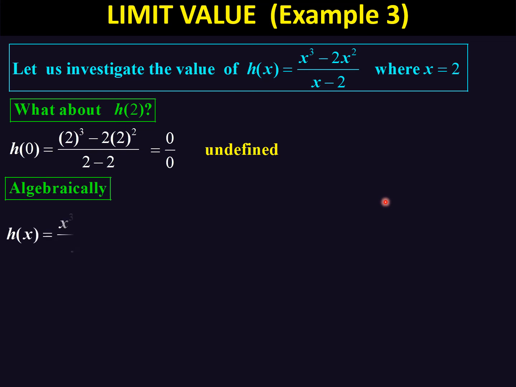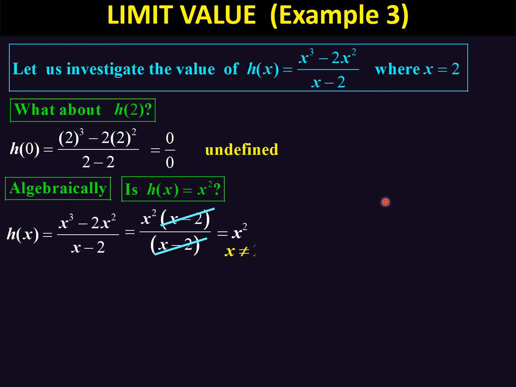Let's look at it algebraically. Let's simplify that by factorizing. And then we see the two factors cancel out, and I end up with x squared. Is h(x) equal to x squared? Only if x is not 2, because if x was 2, it would not be valid.